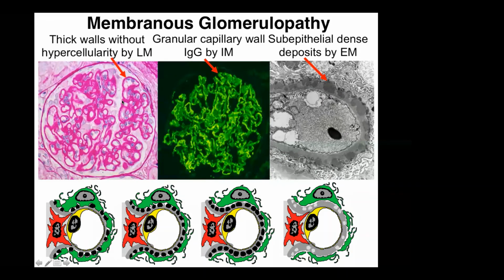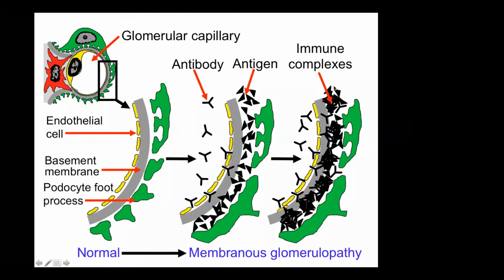So we have thick walls without hypercellularity by light microscopy. We have granular capillary wall staining for IgG, immunoglobulin, and maybe also C3. And we will have sub-epithelial dense deposits on electron microscopy. Okay, and as we said, basically the antibodies and the antigens meet in the glomerular basement membrane and make deposits.